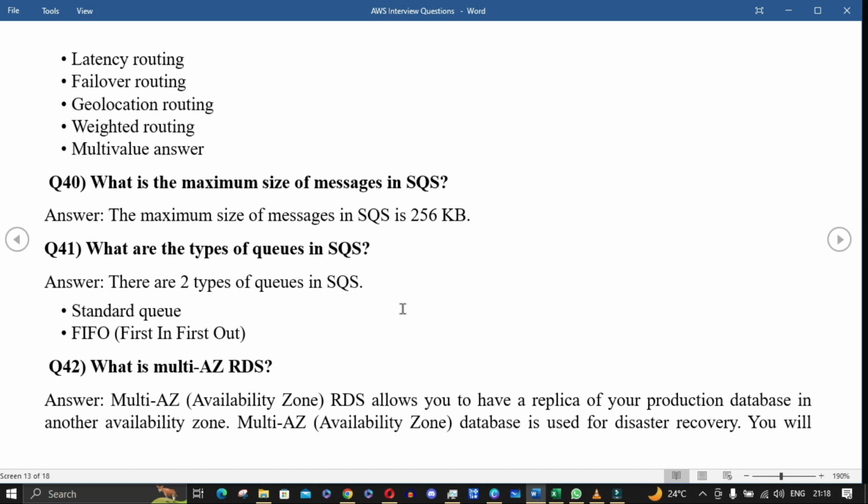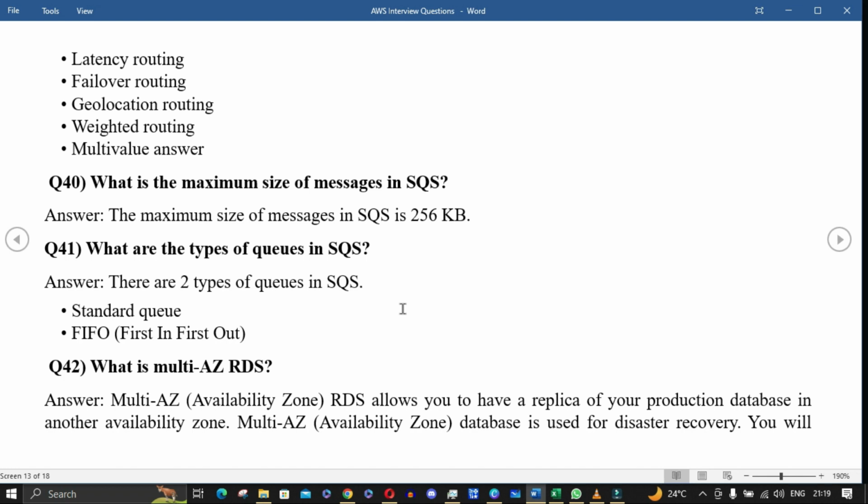Question number 40. What is the maximum size of message in SQS? Answer: the maximum size of message in SQS is 256 KB. Question number 41. What are the types of queues in SQS? Answer: there are two types of queue in SQS. A standard queue and the second is FIFO queue, first in first out.